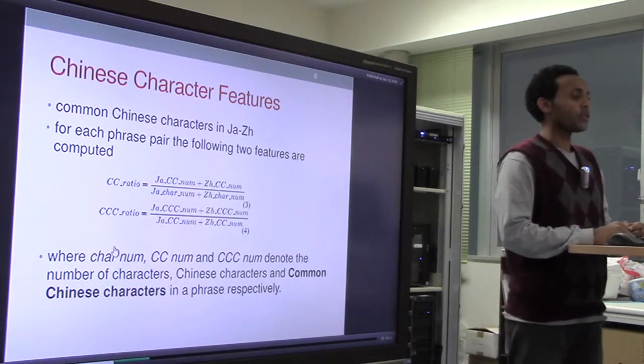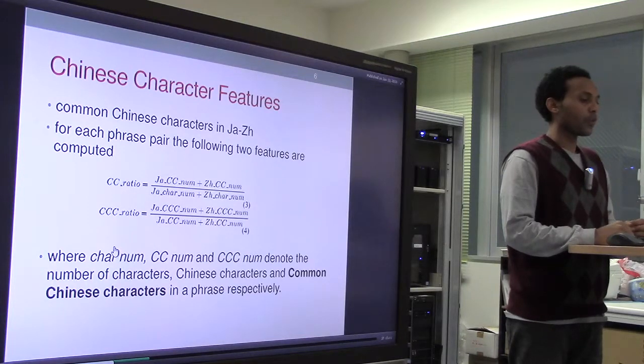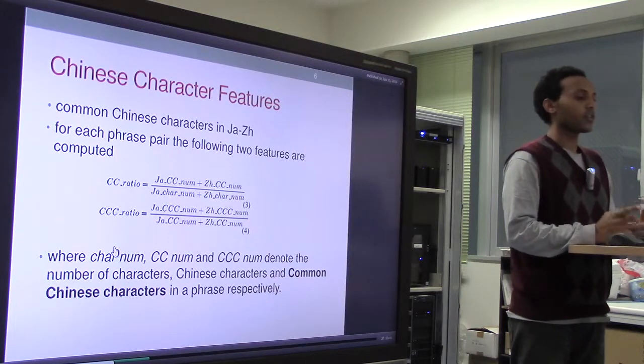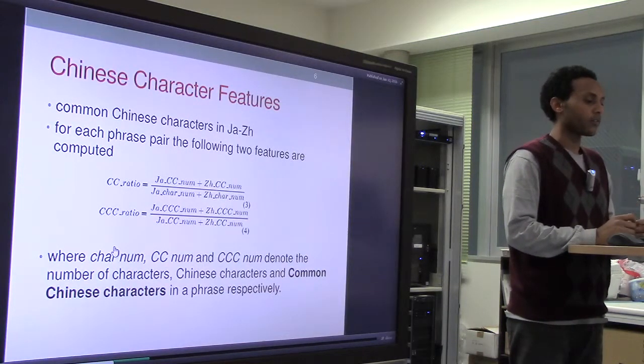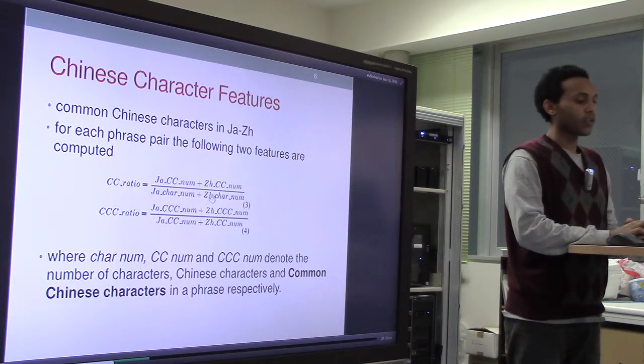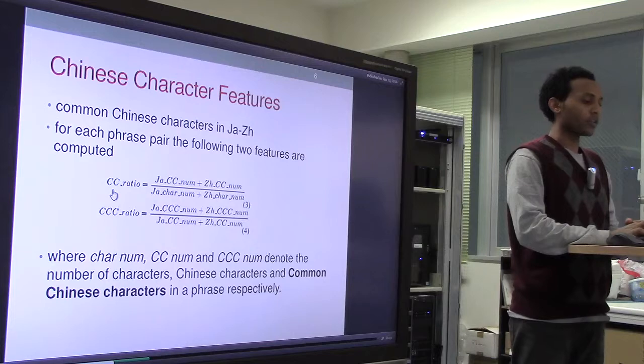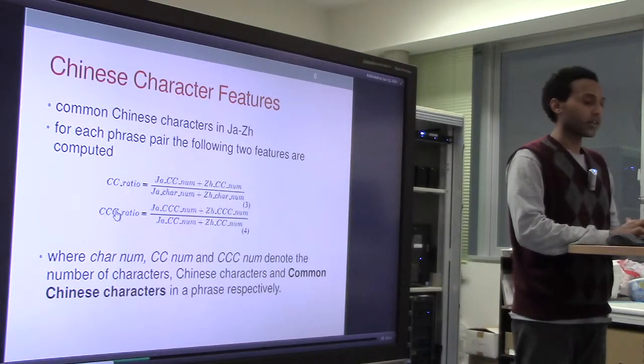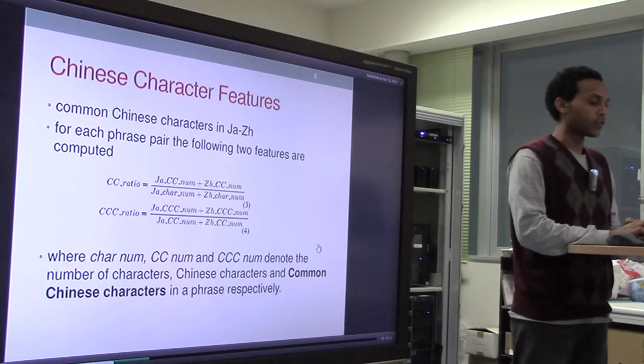The other feature is Chinese character features. So there are some common Japanese and Chinese characters, and these are used in the translation phase. So for each phrase pair, they calculated the Chinese character ratio and the common Chinese character ratio as shown in these formulas.